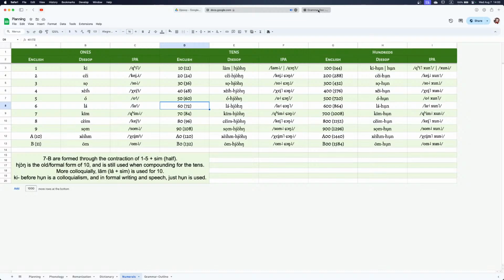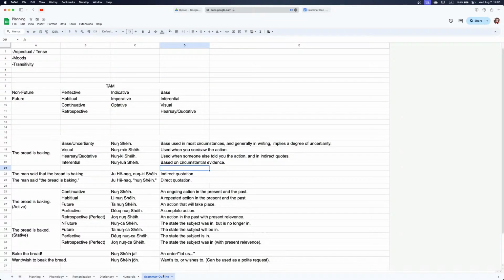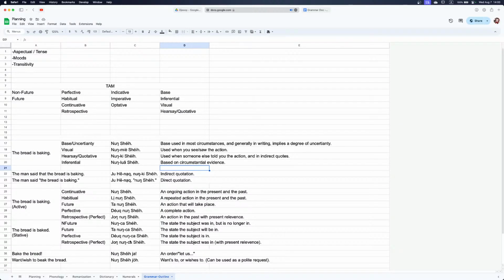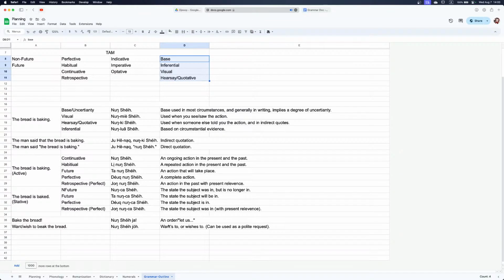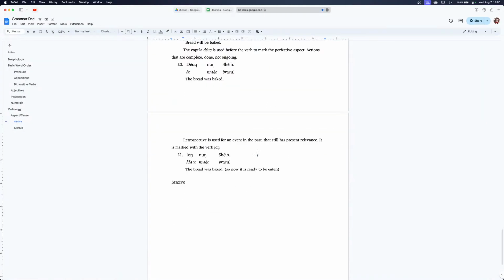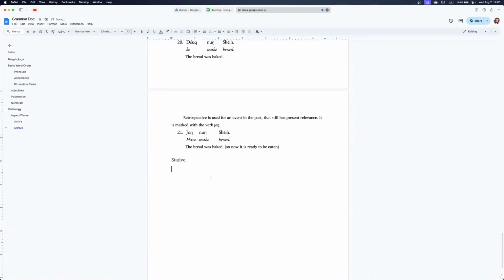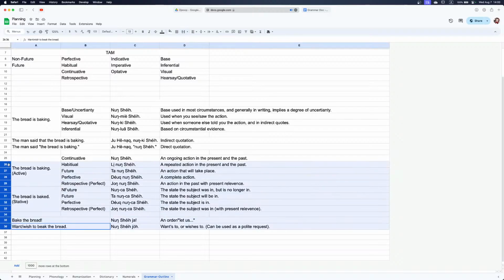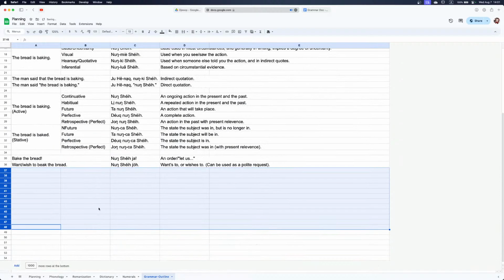Where we left off, we were discussing the TAM: tense, which is future and non-future, aspect, mood, and evidentiality. We will continue that today, but for now I want to focus on something slightly different.